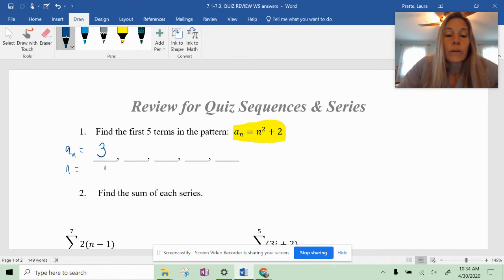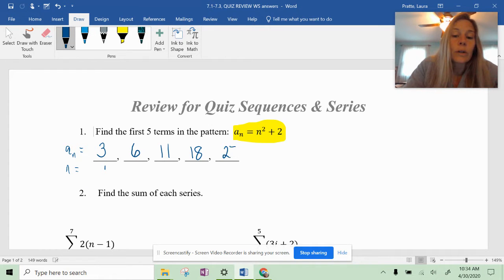So the first number in the sequence is a 3. Then you would plug in a 2 to find out, well, what's the second term in the sequence? So 2 squared is 4, and 4 plus 2 is 6. The third term in the sequence, 3 squared would be 9, plus 2 would be 11. The fourth term, 4 squared is 16, plus 2 is 18. And then finally, the fifth term, 5 squared is 25, plus 2 is 27. So that's all you have to do to find the first 5 terms in the pattern. You just substitute in the numbers 1 through 5.